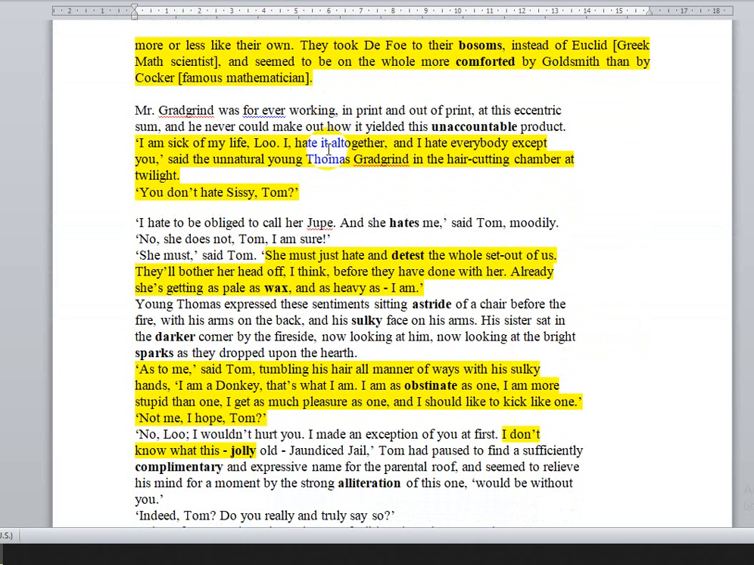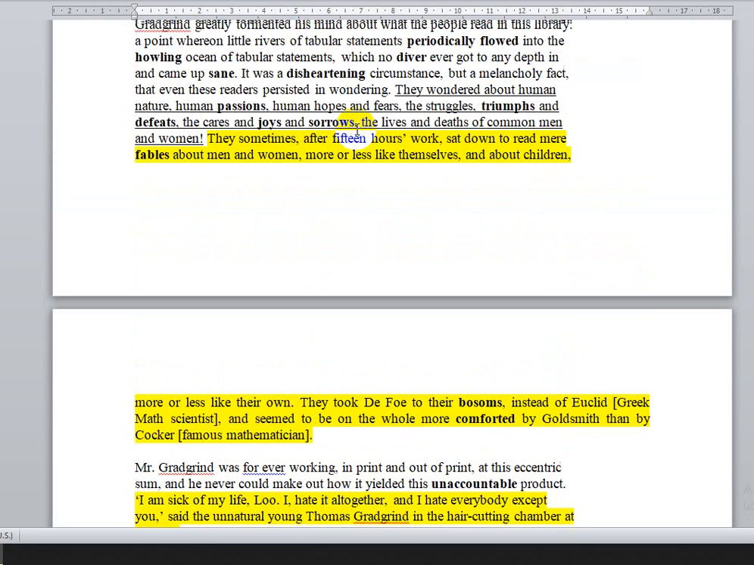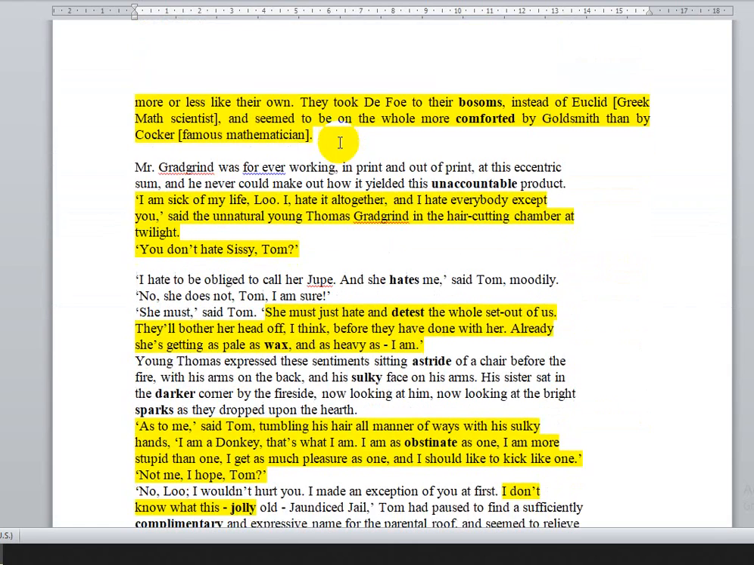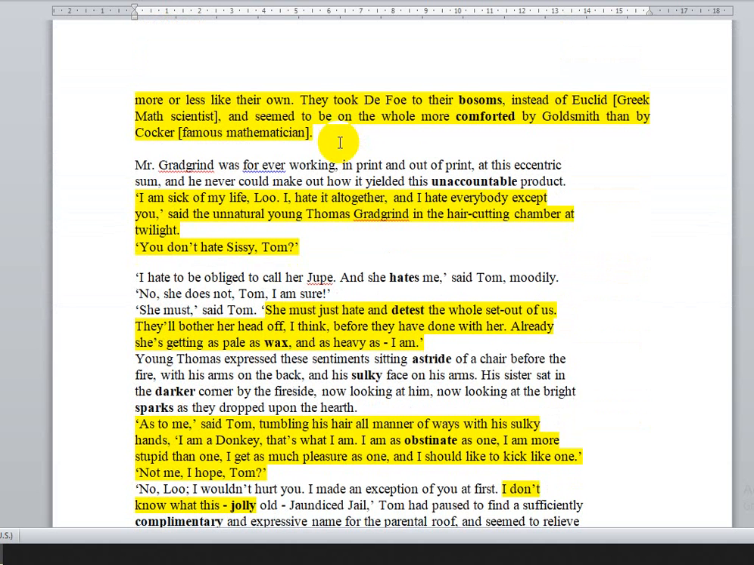Gradgrind was forever working in a print and out of a print, and thus eccentric. He never could make out how it yielded this uncountable product. Look here, a criticism of Gradgrind, who works with print, schools, printing and publishing. He was never able to produce this product that we saw in this small library, provided by this little means. Then we move to a new important thing.